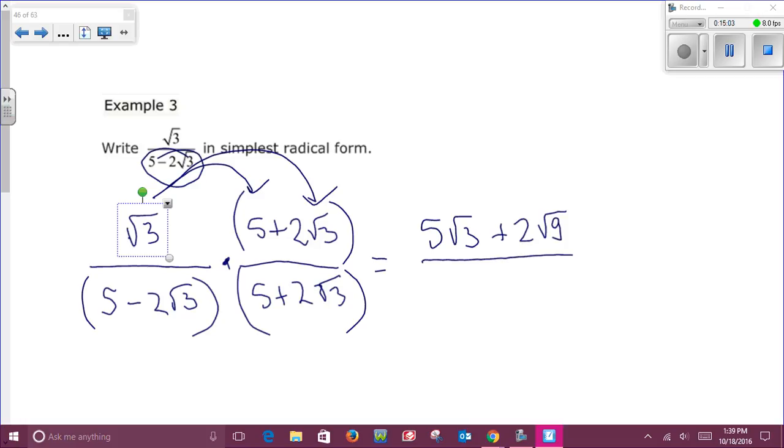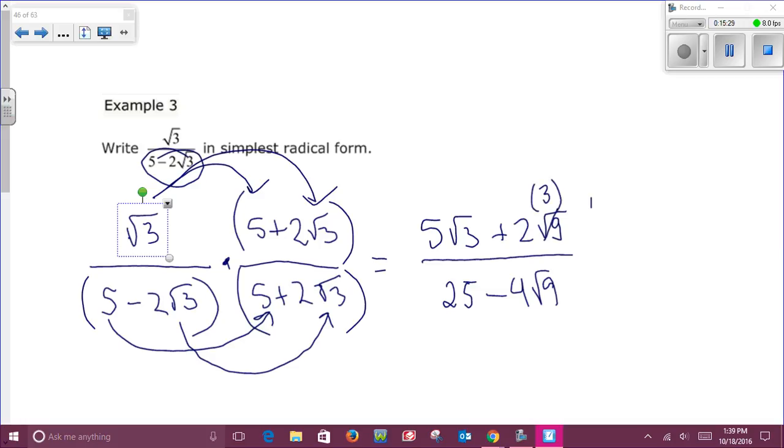Over, on the bottom, I'm only going to do my first and my last terms. So 5 times 5 is 25, because we know when we use the conjugate that our middle term is going to cancel out. And then do negative 2 radical 3 times 2 radical 3. So that's going to be negative. And then 2 times 2 is 4. And radical 3 times radical 3 is radical 9. Now, I need to simplify my radical here. Radical 9 is just a 3. So I have 5 radical 3 plus 6 over 25 minus 4 times 3 is 12.